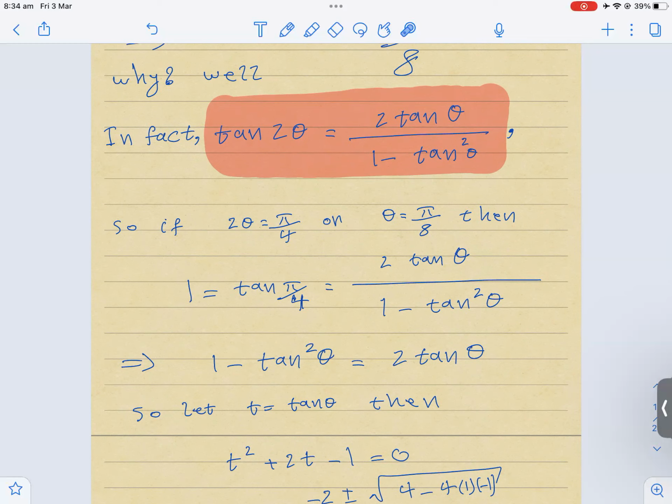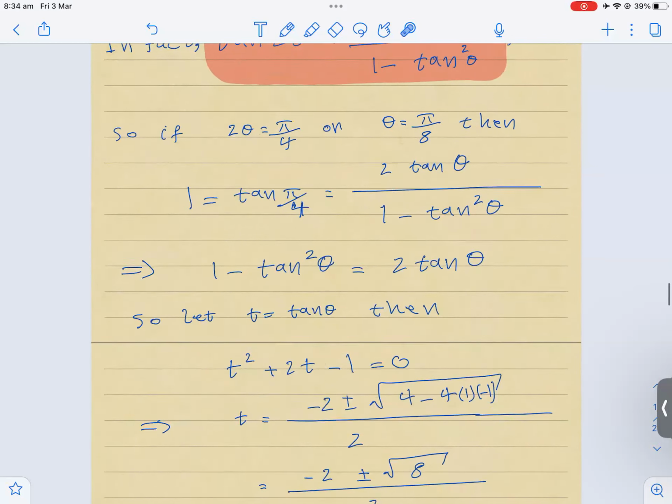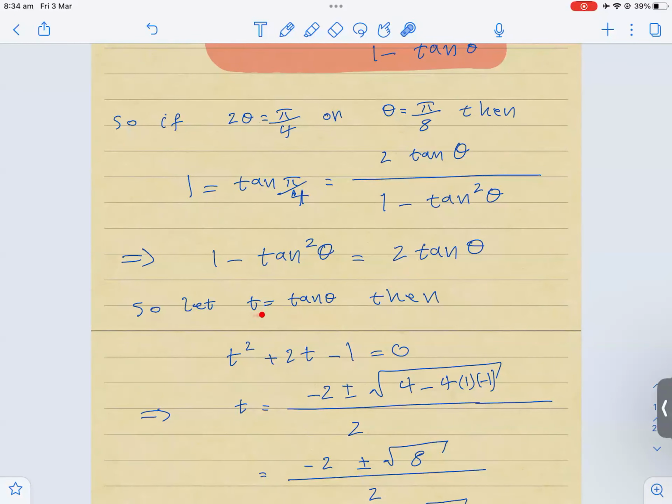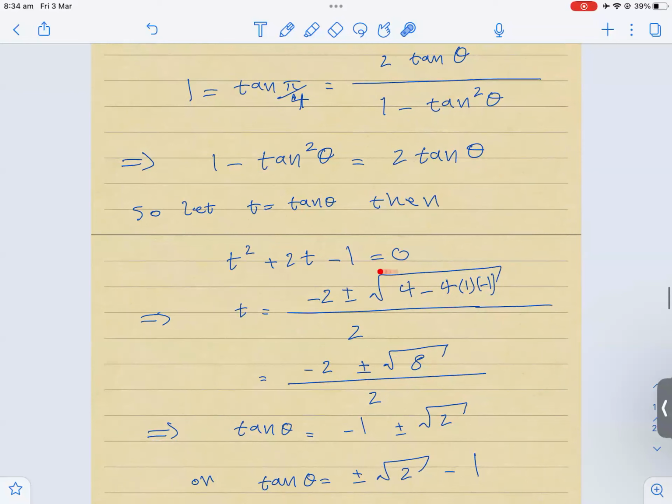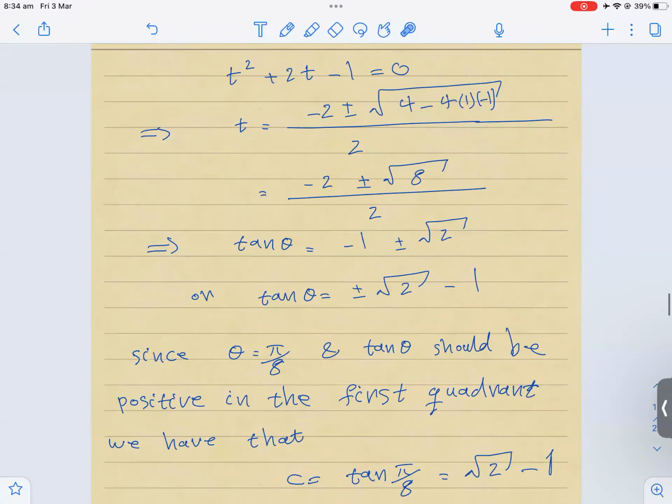Now, actually 2 theta is pi over 4. So what I do is just tan of 2 theta will be 1. Tangent of theta, or tangent of pi over 8 here, and the quadratic formula. So I assume that t equal tan of theta. So this will be this equation in t. Quadratic formula has been used here. So I will get minus 1 plus minus square root of 2. Since theta is pi over 8, I will choose the positive version. So I will choose only plus, positive square root of 2 minus 1.